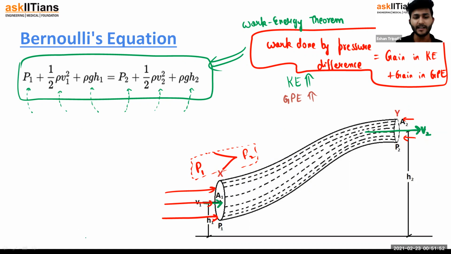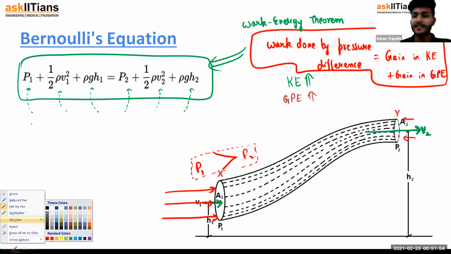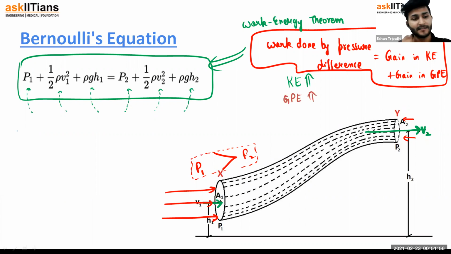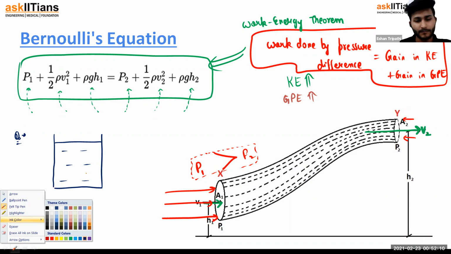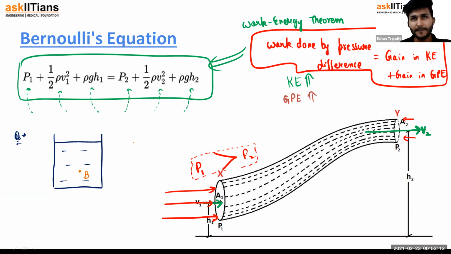Let's not think a lot about it right now. Let's see a simple application of it first. Then we'll see some more complex things. So for example, if I say there is this container filled with liquid. There is a point B over here at a depth of H from the top. And we ask the pressure at point B. The density of the liquid is given to be rho. What's the pressure at point B?